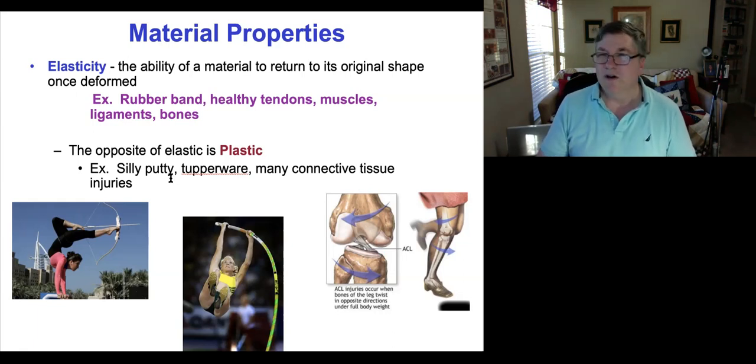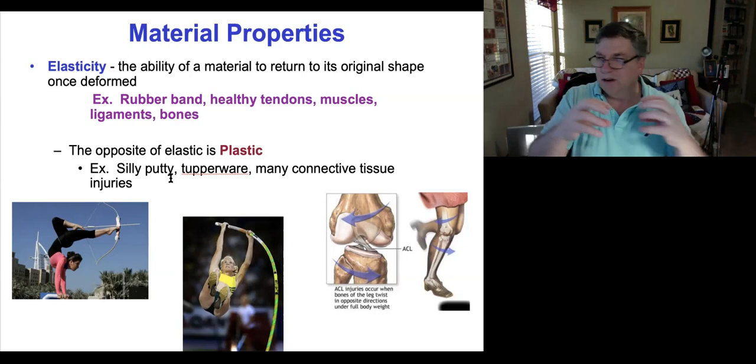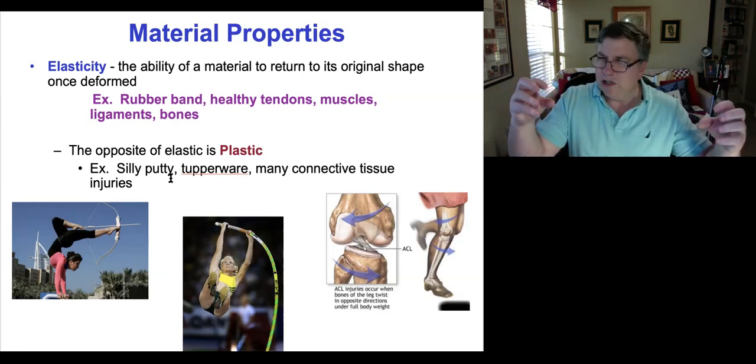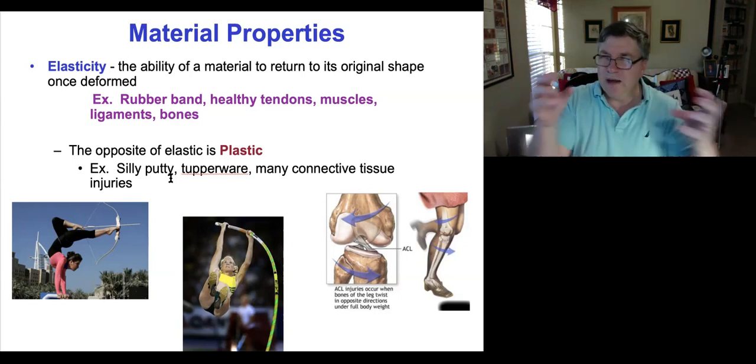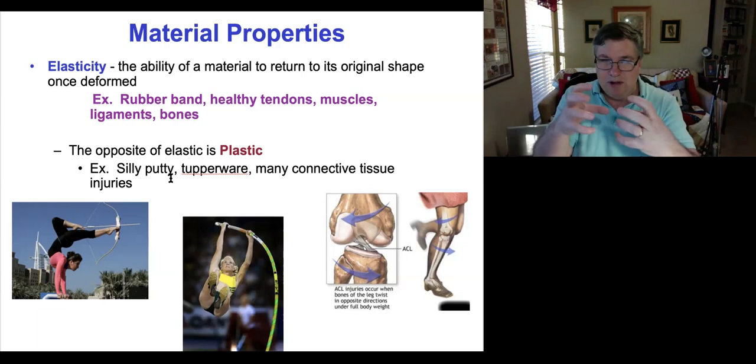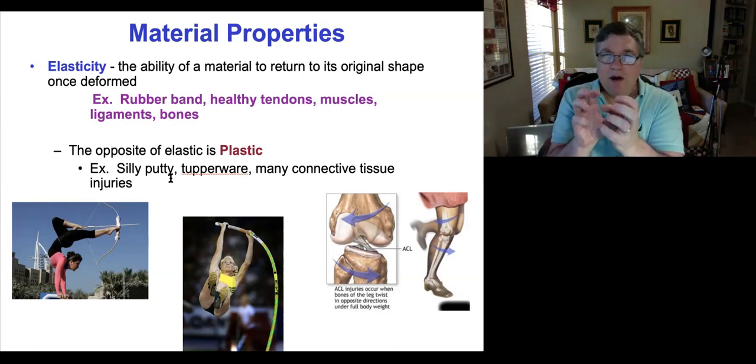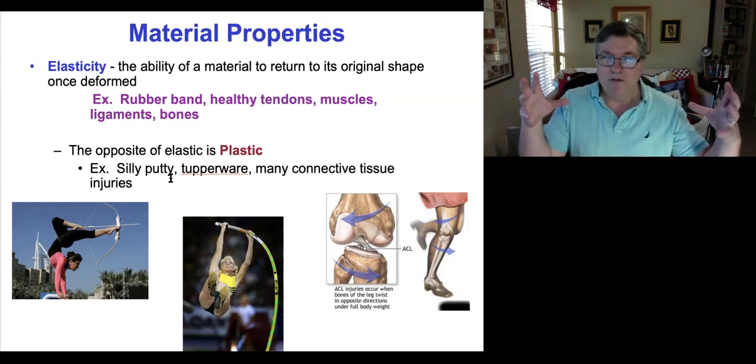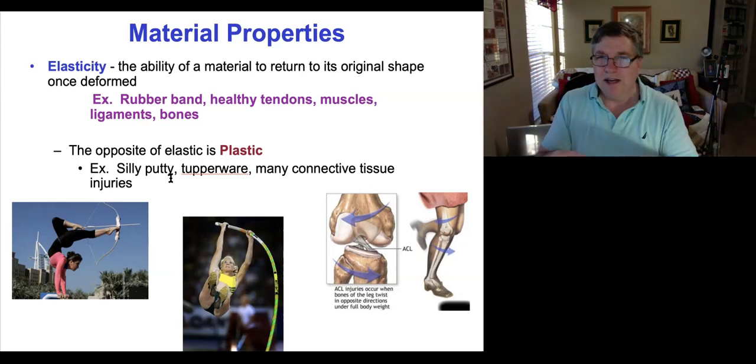So silly putty is a great example of a plastic material. You pull it, or sometimes chewing gum, you pull it, especially slowly, and then it stays in that shape. It doesn't bounce back. Tupperware, if you put Tupperware in a conventional oven, turn up to 350, leave it for about 15 minutes, what you'll see is it will gnarl up and change its shape. Even when it cools, it doesn't bounce back into its original shape. So that's plastic. It's one of the reasons I don't like the word plasticity, because plastics are stuck. That's one of the reasons we actually use them.